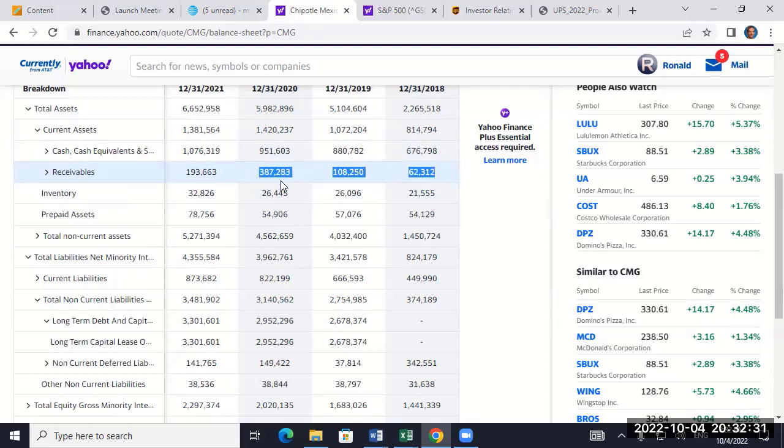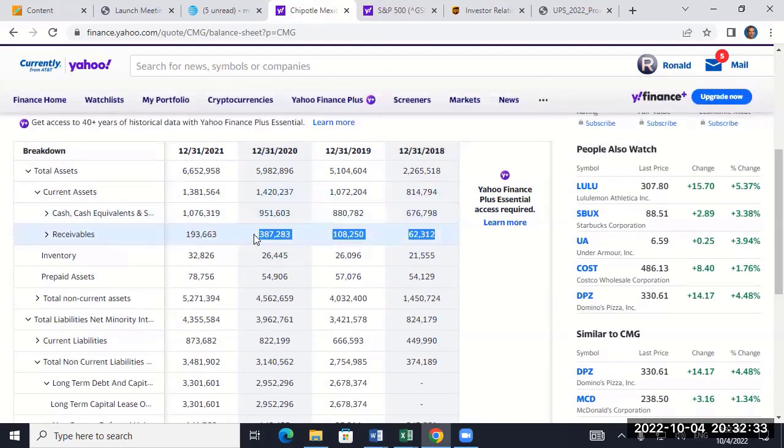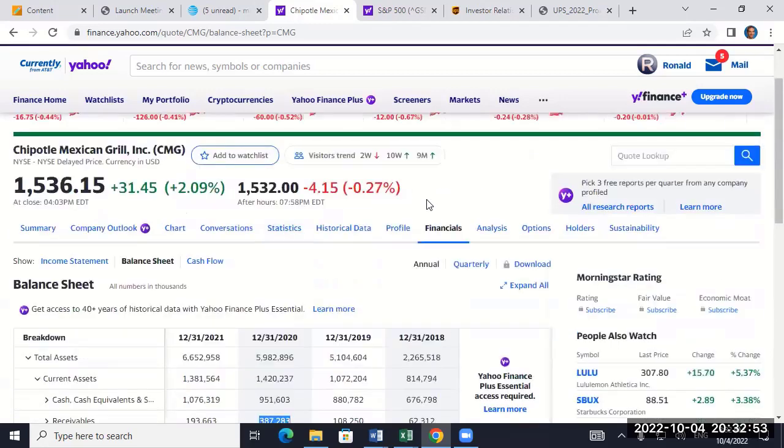Now, the nice thing is, it looks like it may be COVID related. The nice thing is, if you go to the 2020 annual report, they're going to have to talk about this. You can't have a number jump from 108 to 387 and not talk about it. So for most of you, I don't think receivables is an issue, but for Chipotle, you're going to have to spend some time on that.